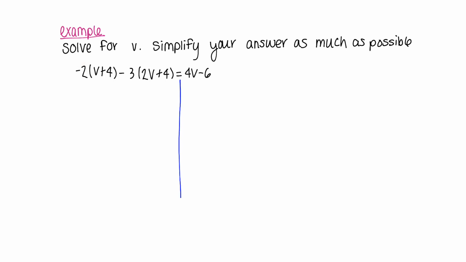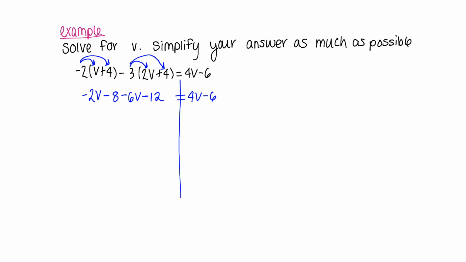So distributing the negative 2 to both these terms and the negative 3 to both these terms. Negative 2 times v is negative 2v. Negative 2 times positive 4 will be negative 8. Negative 3 times 2v is minus 6v. Negative 3 times positive 4 is negative 12. And then the 4v minus 6 I'm going to leave alone.